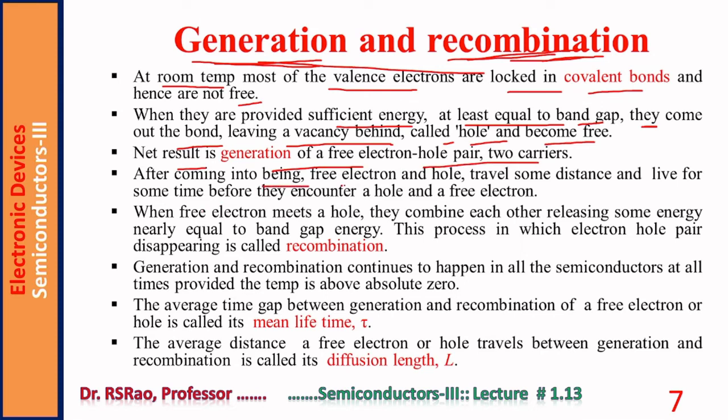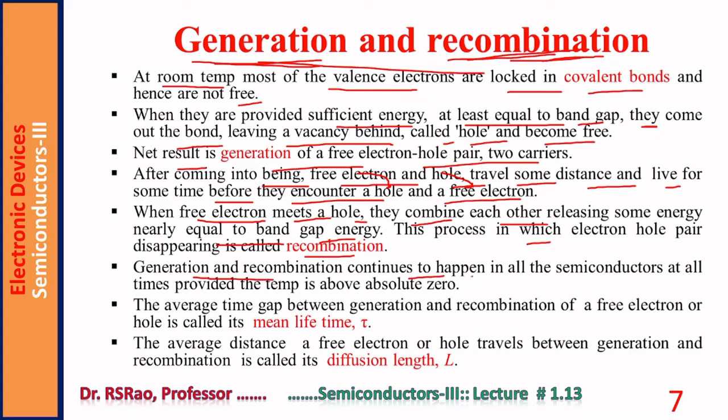After coming into being, the free electron and hole travel some distance and live for some time before they encounter a hole and a free electron respectively. A free electron encounters a hole, a hole encounters a free electron. Before that, they may encounter ions of the semiconductor material, or carriers of the same type, free electron with free electron or hole with hole. In such cases, collision happens, they rebound and keep on moving. When a free electron meets a hole, they combine with each other, releasing some energy nearly equal to the band gap energy. This process in which the electron-hole pair disappears is called recombination.